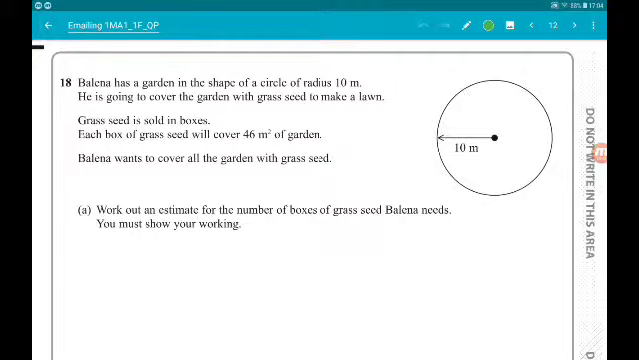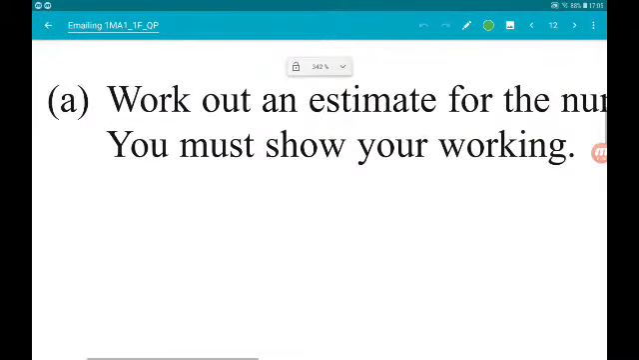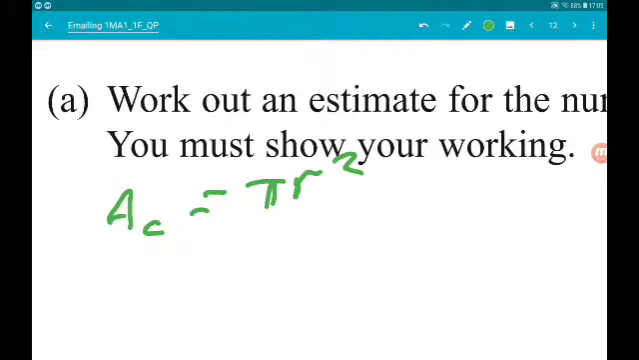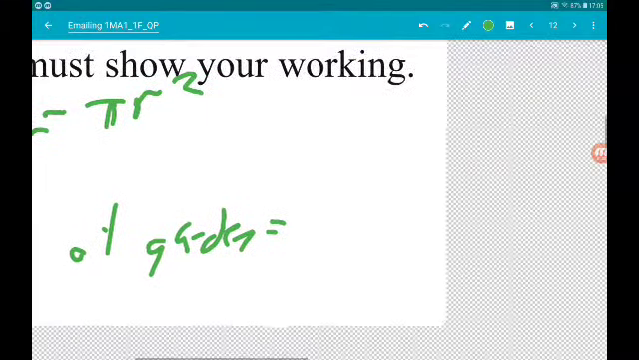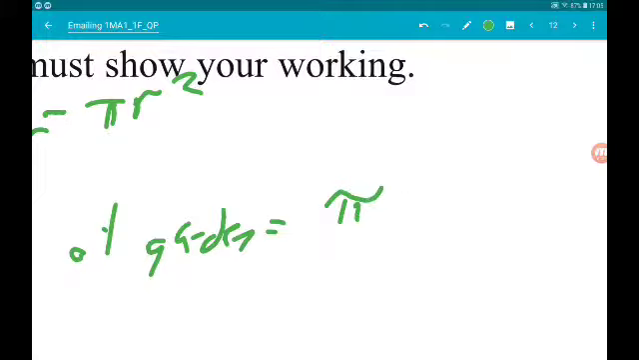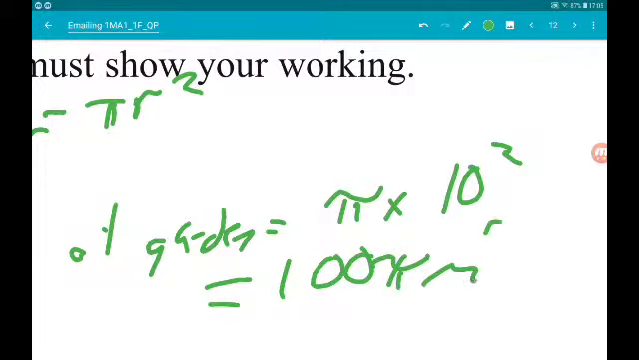Okay, so each box covers 46 meters squared. What we need to do is work out the area of the garden. So, again, if you haven't checked out my formula video, do so. Here, we need the formula for the area of a circle, which is pi times the radius squared. So, the area of the garden is pi times 10 squared, which is 100 pi meters squared.